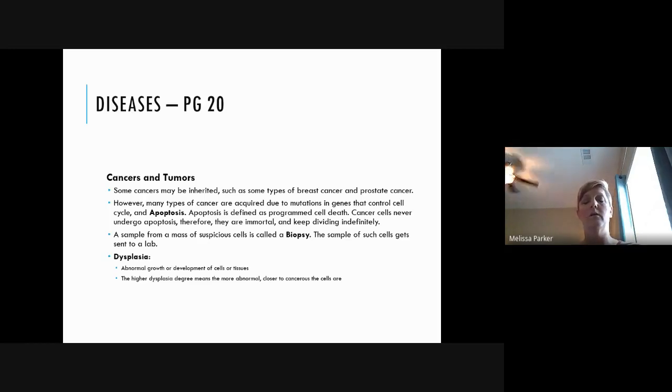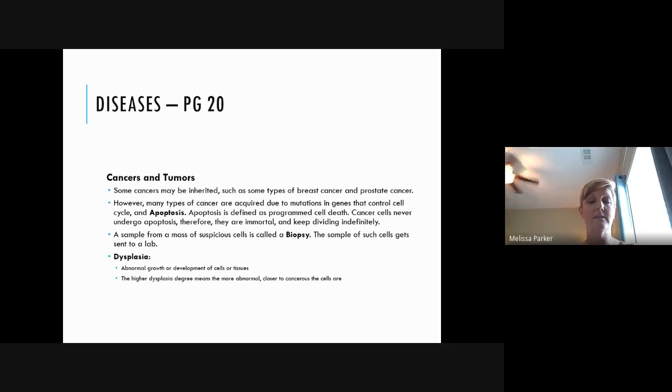And so if the cell does not have apoptosis and it continues to divide indefinitely, those cells can turn into cancer cells. So cancer cells never go under apoptosis, therefore they are immortal, which means they don't ever die. They keep dividing indefinitely.